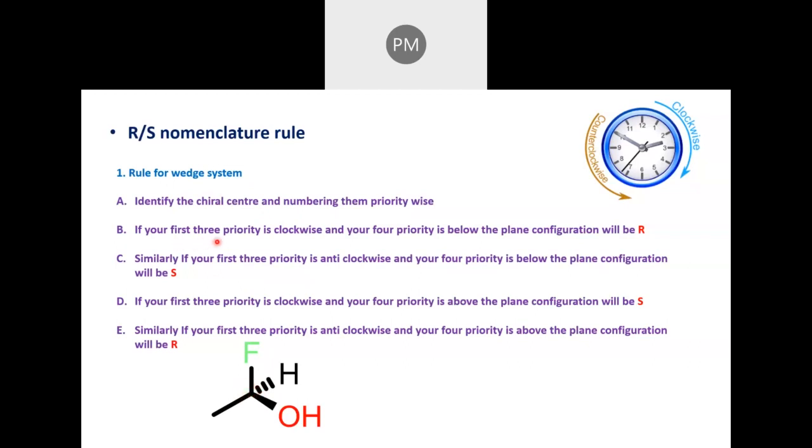After that, we give the priorities. In this example, our fluorine has the highest molecular weight, so fluorine priority will be 1. After that comes hydroxyl, methyl will be the third priority, and hydrogen will be the fourth priority. So first we identify the chiral center, and after that we prioritize the substituents attached, with priority based on their molecular masses. After that, we have to see whether our fourth priority is above the plane or below the plane.